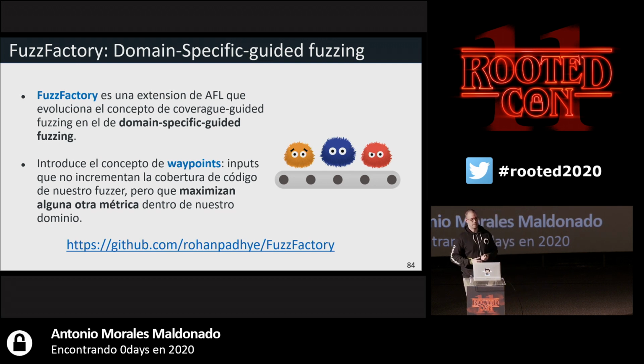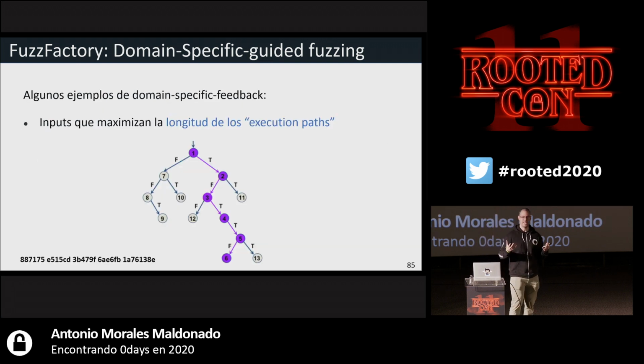This is what Fuzz Factory tries to do, which is a new AFL, quite recent, that provides us with new metrics to feed our fuzzer. So we have covered the entire program, but we are going to find new metrics for interesting cases. And let me show you some of these cases.